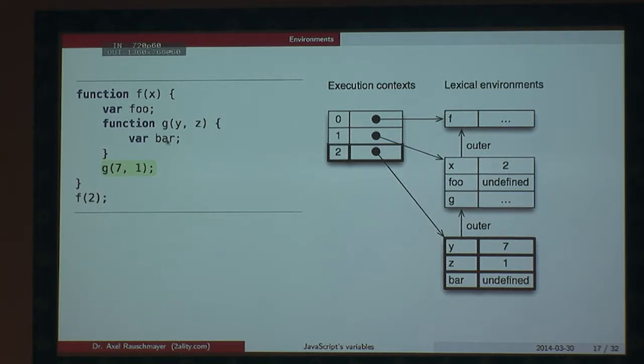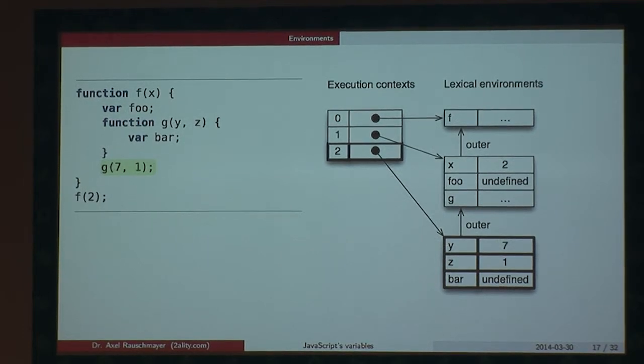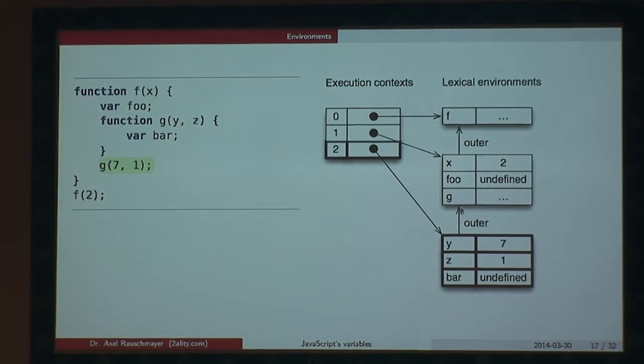And that is why, while you are in g, you can still access foo up here, and you can still access f. And the way to initialize outer is that g records the scope where it was created, where it was born. And yeah, I think later there will be a better example for the initialization of outer.